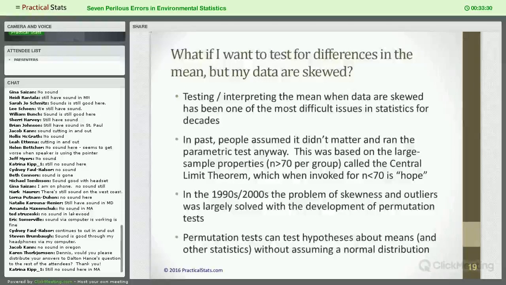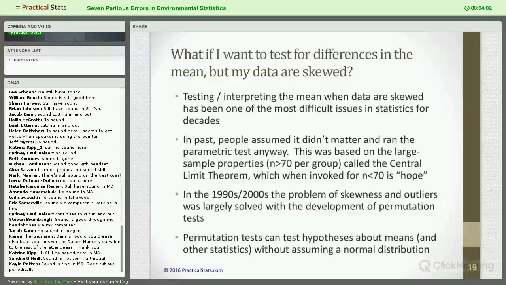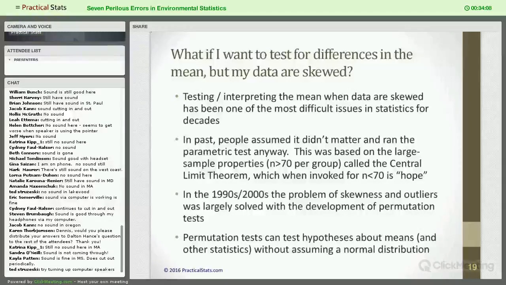So testing and interpreting the mean when data are skewed has been one of the most difficult issues in statistics for decades. In the past, people, and these are more environmental science people, assumed it didn't matter and ran the parametric test anyway. And this problem, which can get you into trouble with having low power and having p-values that are too high and not seeing differences that are there, was solved back in the 1990s and 2000s with the development of permutation tests. And that's actually not accurate in the sense that these permutation tests were envisioned back in the 1930s. They just didn't have the computing power to do them.